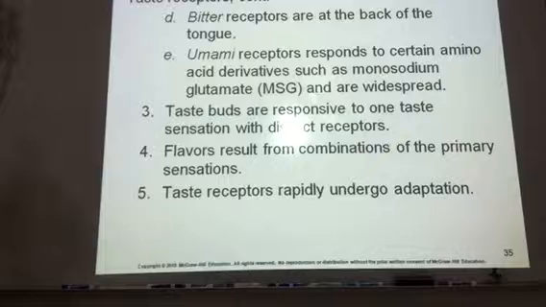Flavors, when you have different flavors, it's basically a result of a combination of those five senses. Everything you eat is not sweet. Everything you eat is not salty. It's a blend or a combination of those different things. And just like your nose, your taste cells rapidly undergo adaptation. So if you eat something sour, it kind of loses its sourness after a short period of time.